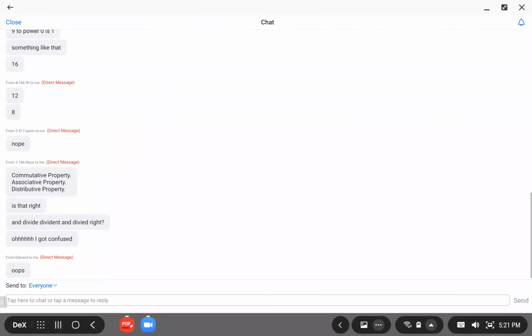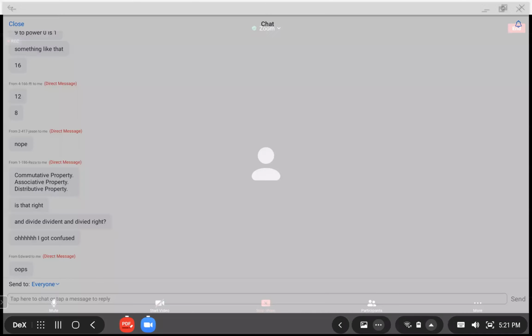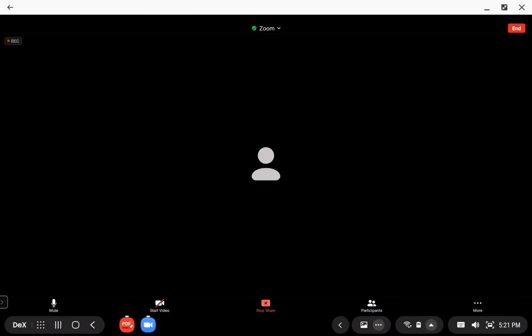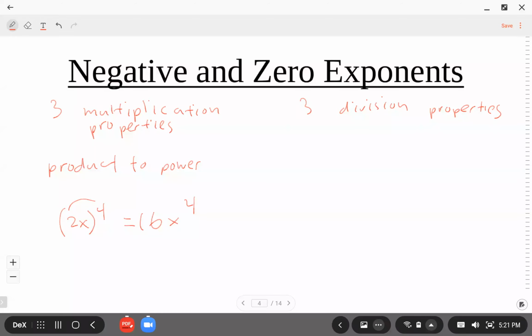Are there any questions on these multiplication properties? If there aren't any questions, then I'll move on to the division properties. Our division properties, we have dividing powers. Remember, we had multiplying powers, dividing powers now. And again, please excuse this horrible handwriting.